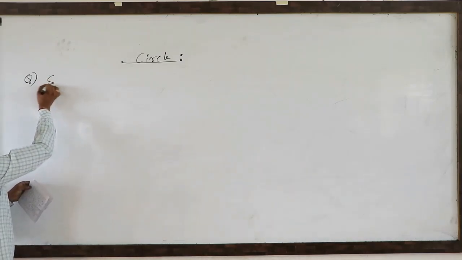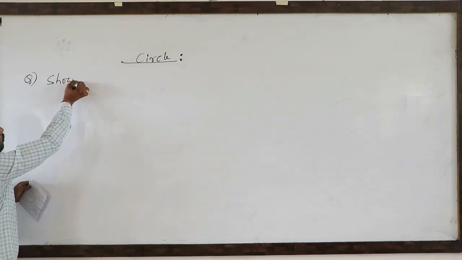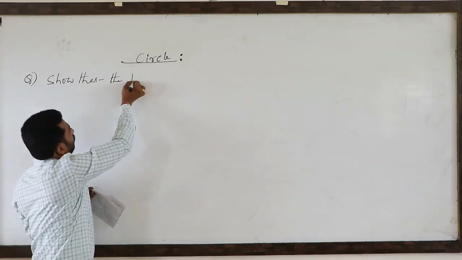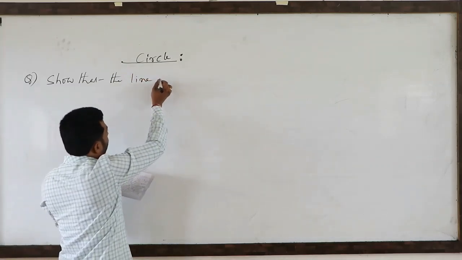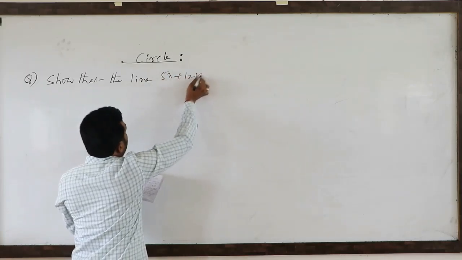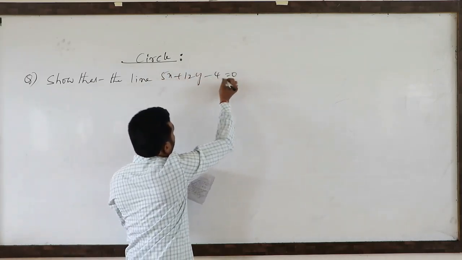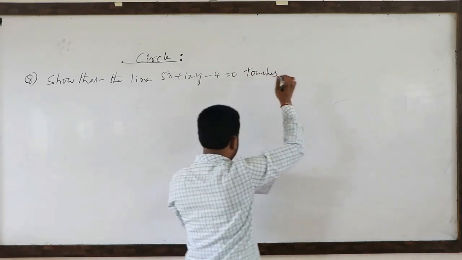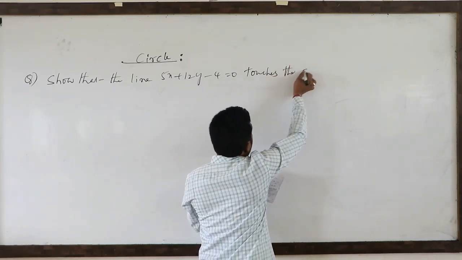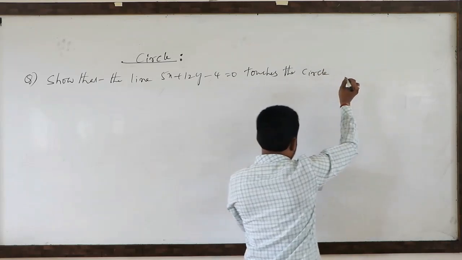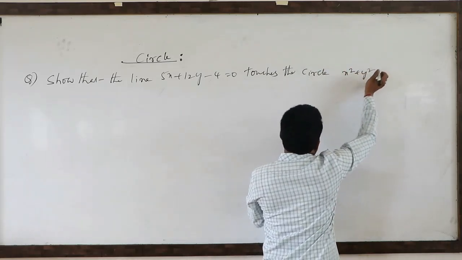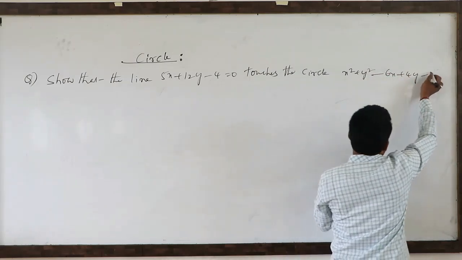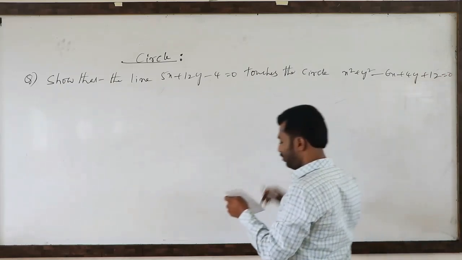Show that the line 5x plus 12y minus 4 equal to 0 touches the circle x square plus y square minus 6x plus 4y plus 12 equal to 0.